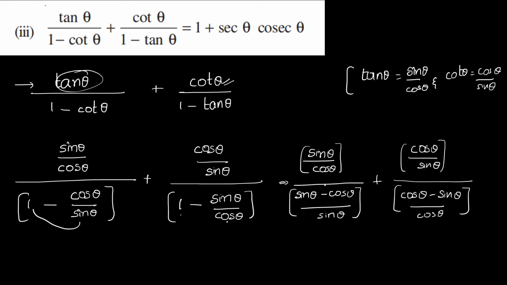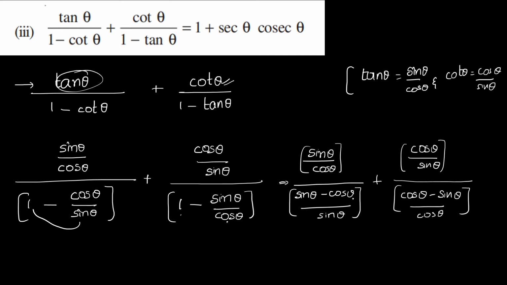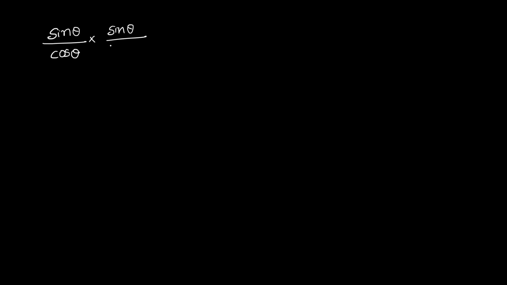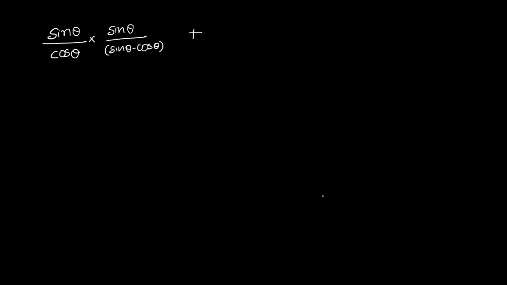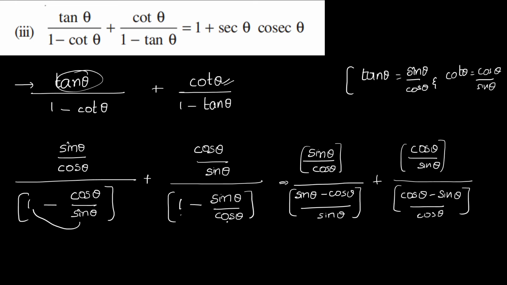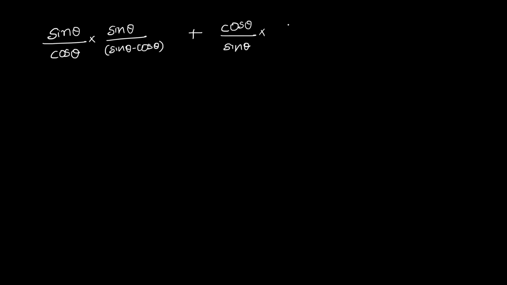Now we know that whenever two fractions are there in a term, the fraction which is in the denominator will become reciprocal when it goes to the numerator. So now I'll do it. Sin theta by cos theta into the fraction present in the denominator, reciprocated when it goes to the numerator, so into sin theta by sin theta minus cos theta. In a similar way, plus here cos theta by sin theta is in the numerator, so write as it is, cos theta by sin theta into cos minus sin by cos reciprocated, that means it will become cos theta by cos theta minus sin theta.